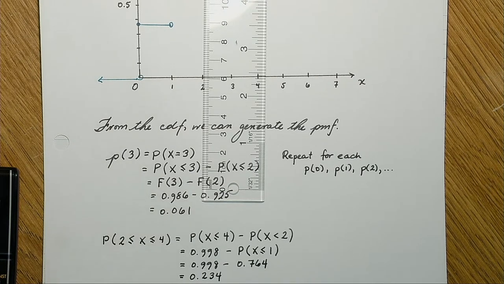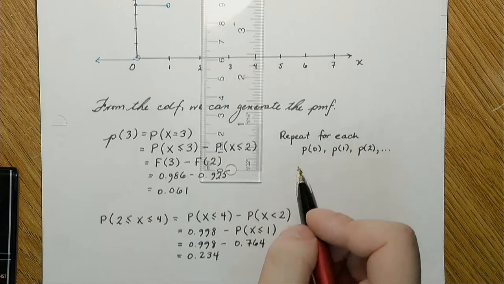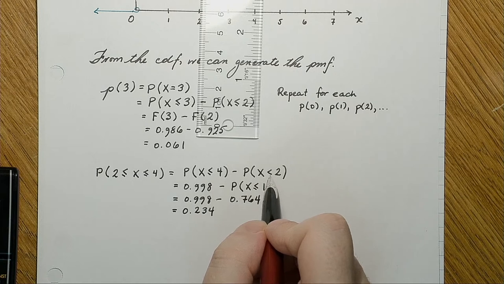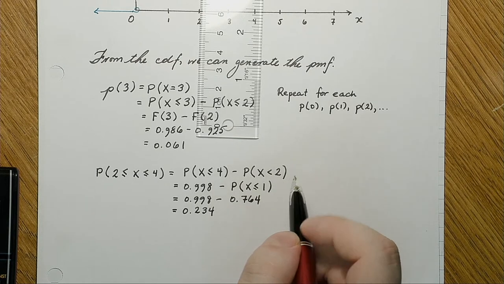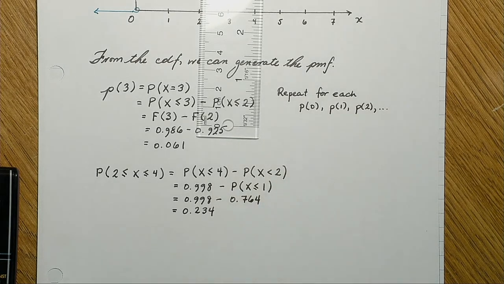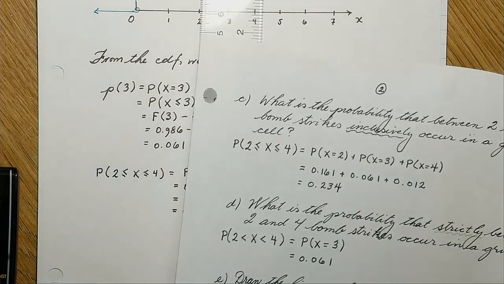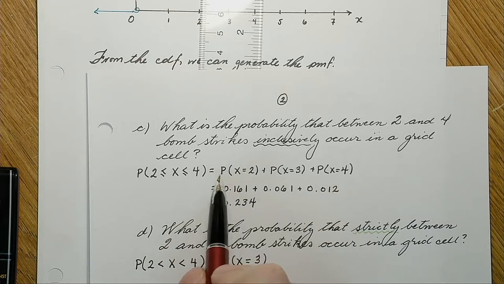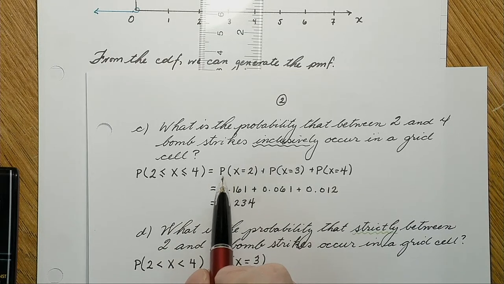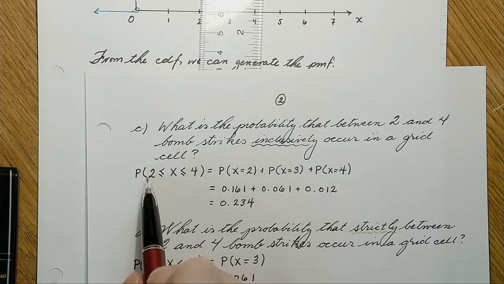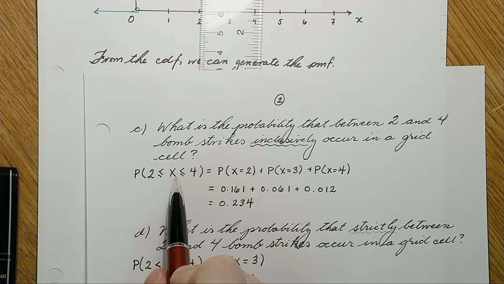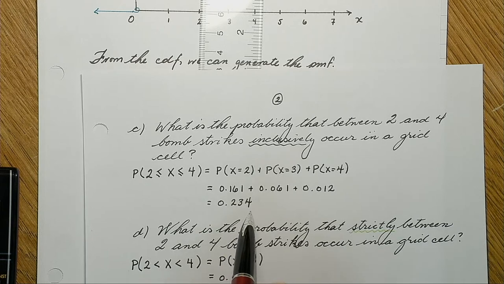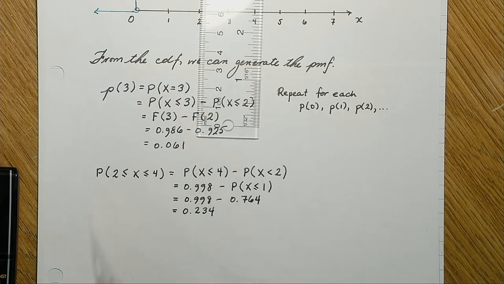Now, if you don't believe me about why I did all this, because I had to exclude x strictly less than 2, we've already done it previously on page 2. We had calculated that using the PMF, for the probability of 2 less than or equal to x less than or equal to 4. It is, in fact, 0.234.